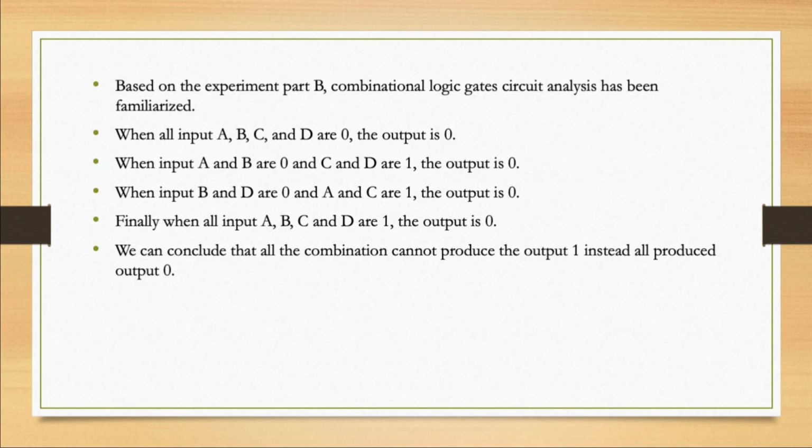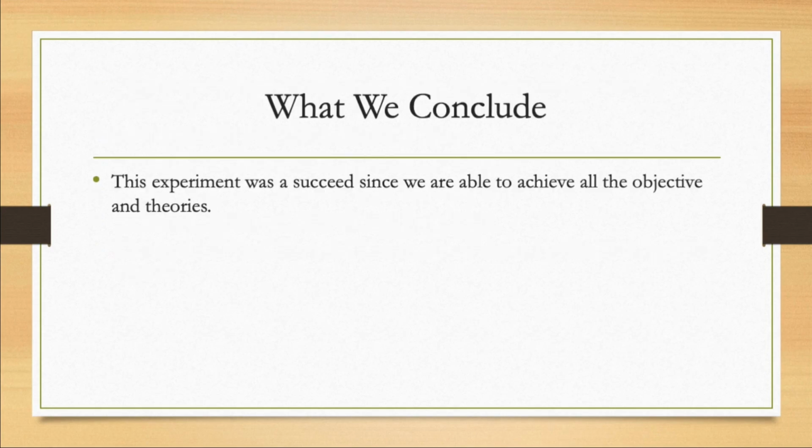We can conclude that the combinational circuit cannot produce the output 1. Instead, all produce output 0. This experiment was a success since we are able to achieve all the objectives and theories.